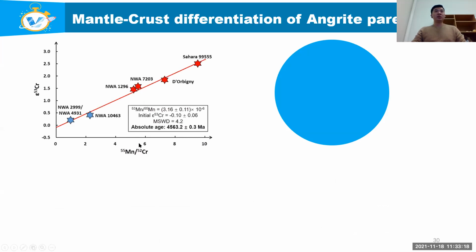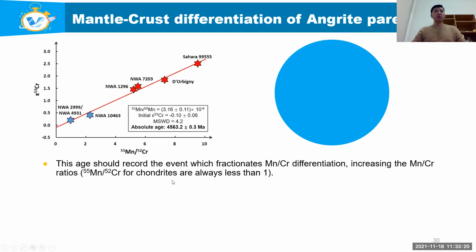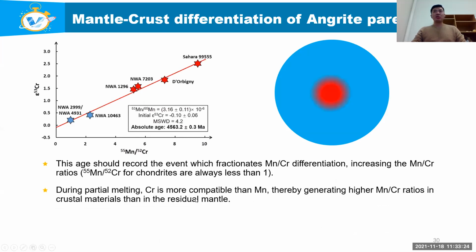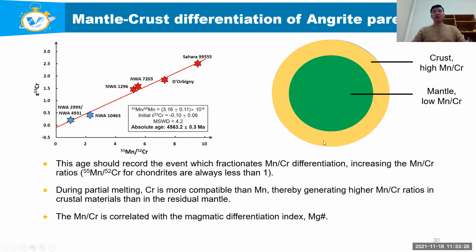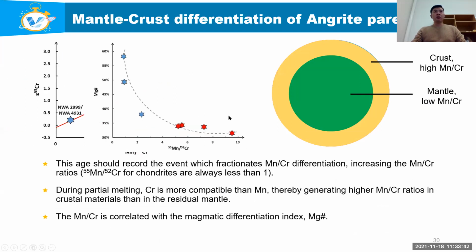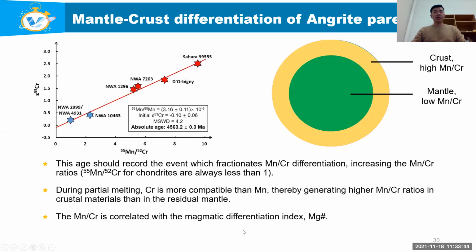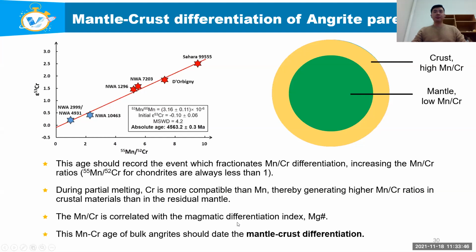And this age dates the Mantle-Crust differentiation for the Angrite parent body. We know the mantle always has a low manganese chromium ratio, and the crust has a high manganese chromium ratio. And this manganese chromium ratio is also correlated with the magnesium number, the magmatic differentiation index.